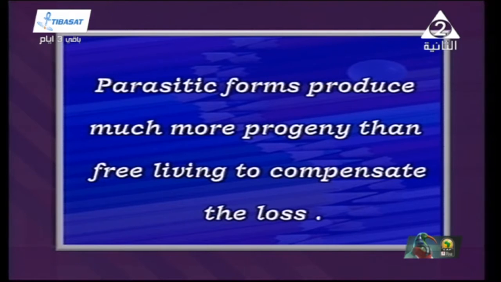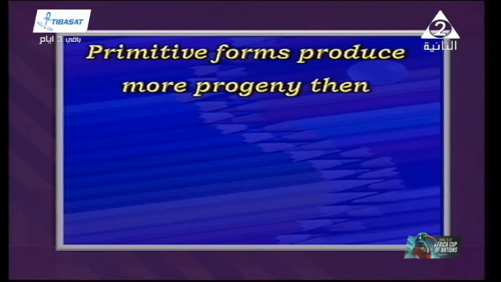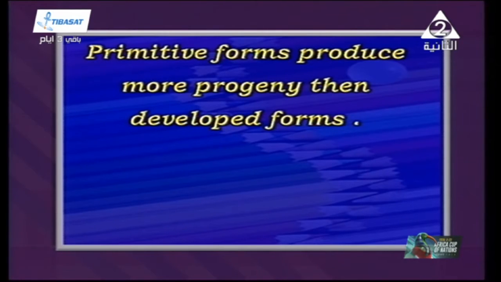And also, primitive forms produce more progeny than developed forms. What's the difference between a primitive form and a developed form? Primitive forms are less advanced living organisms, like worms and some unicellular organisms, while developed forms have different systems, like most animals that have digestive and respiratory systems and so on. Those are called advanced or developed forms.